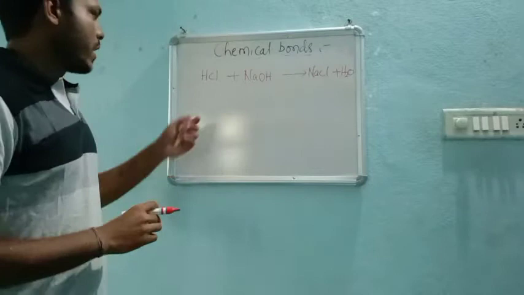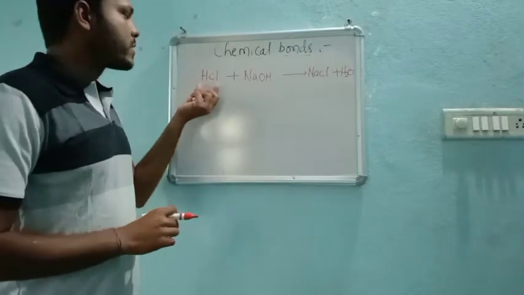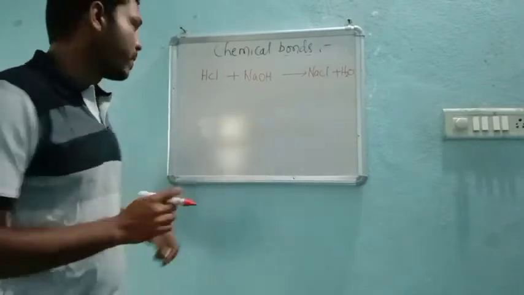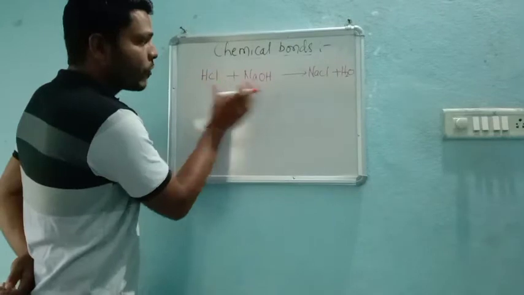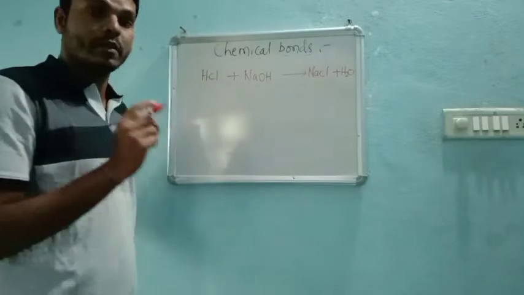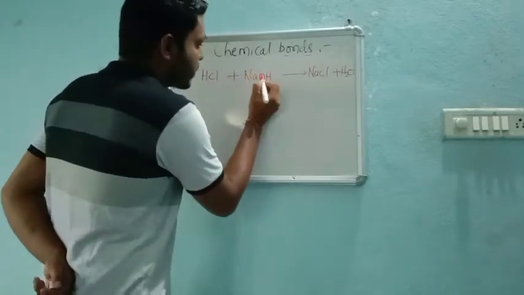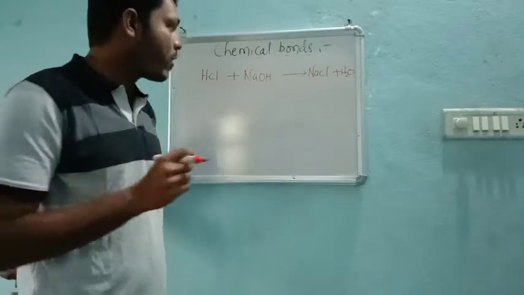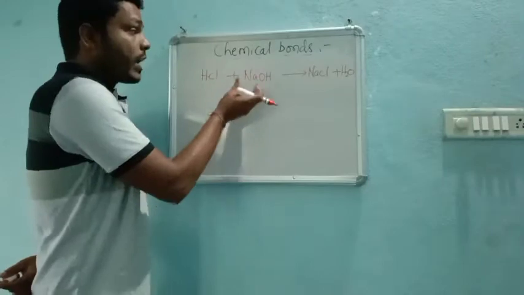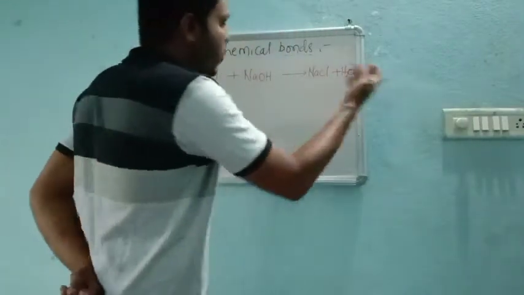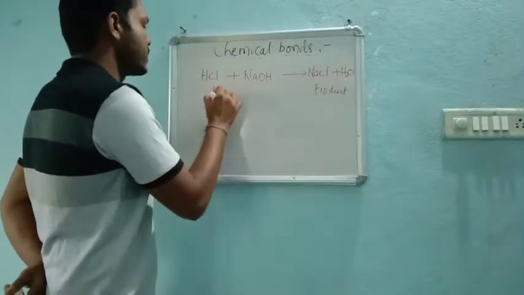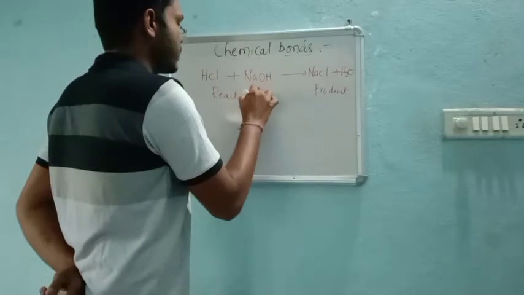Right? Now, HCl, hydrochloric acid, and sodium hydroxide. Right? I'm just explaining what is the reaction. So, before the reaction, H is having a bond with Cl and Na, that means sodium, is having a bond with OH, that is hydroxyl ion. This is the reactant condition. But in case of product, this part is called product and these are called reactants. Right?